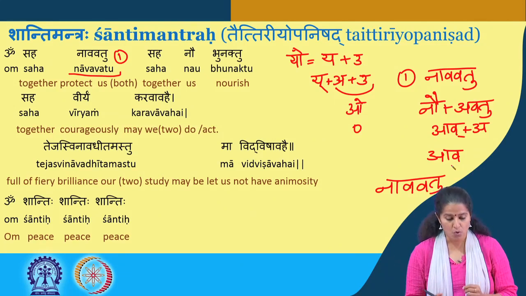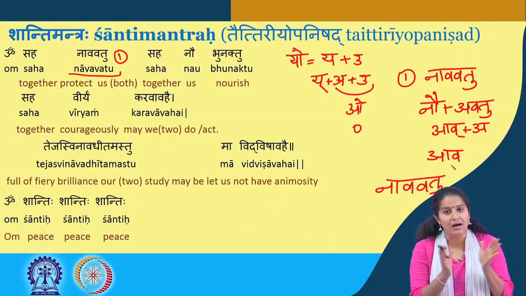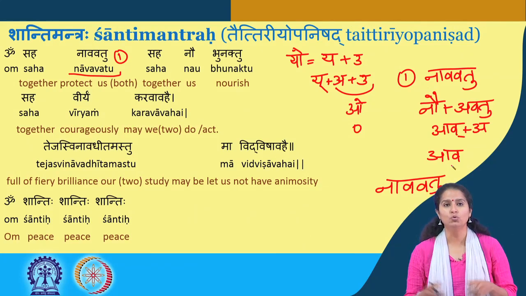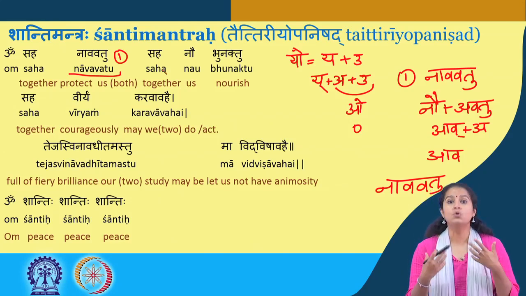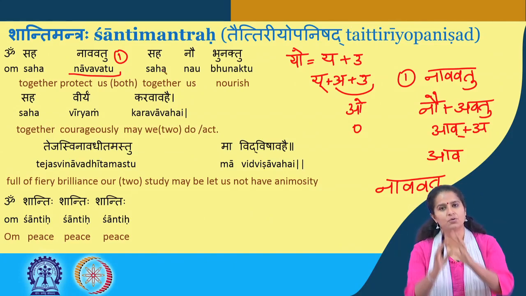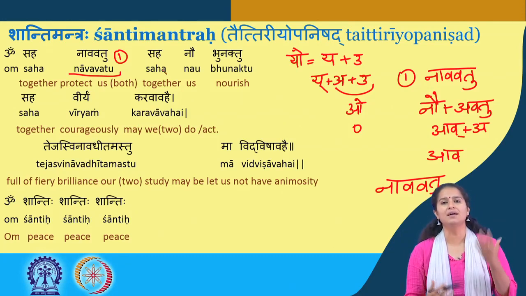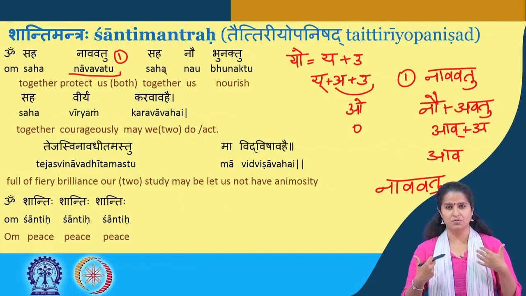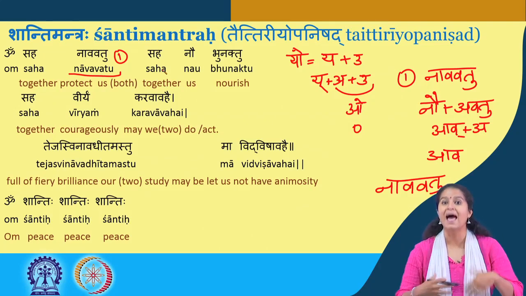So who are these two who need to be sahana vavatu? Avatu means to protect. So it says saha, together, nau avatu. So protect us both together. Next, sahanau bhunaktu. Bhunaktu means to nourish. So nourish us two together. So who's the two here? The teacher and the group of students. So the group of students as one body and the teacher as the other body. So protect us together, nourish us together. Saha viryam karavavahai. So viryam is courage. And karavavahai, let us act, let the two bodies or the two parts act with courage.